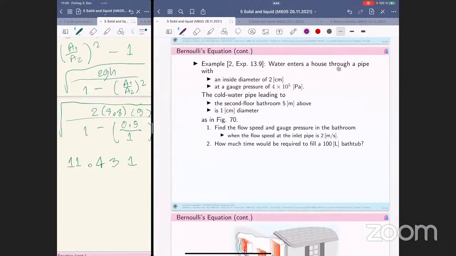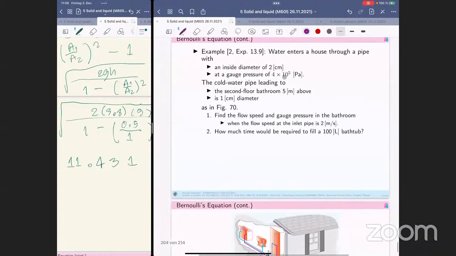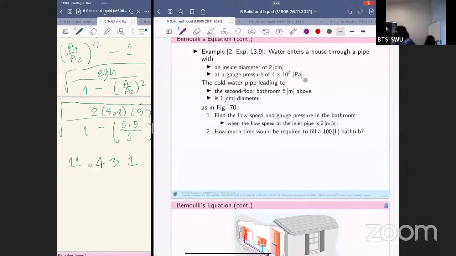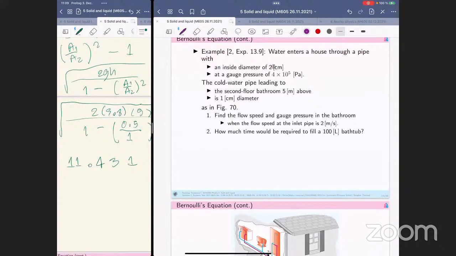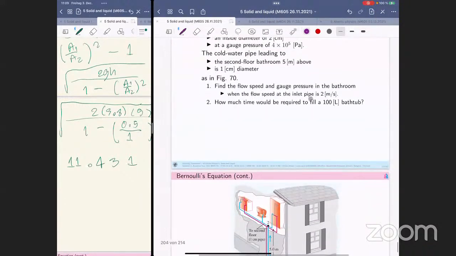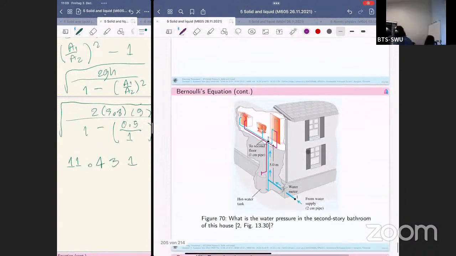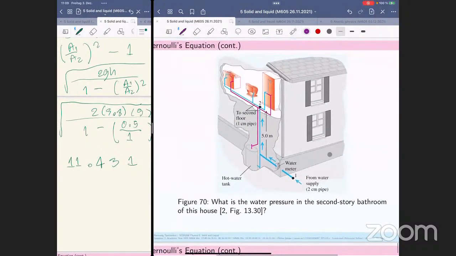Water enters a house through a pipe with an inside diameter of 2 centimeters at a gauge pressure, this is the absolute pressure I think, of 4 times 10 to the 5 Pascal. Only this quantity is not in the SI scale. The cold water pipe leading to the second floor bathroom, 5 meters above, is 1 centimeter in diameter, as in the figure. So let's try to understand this scenario.